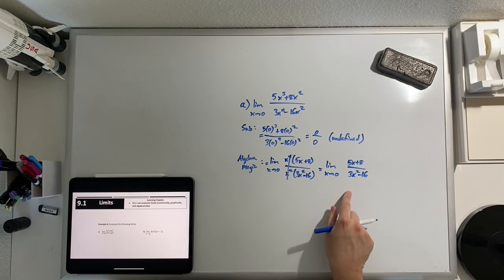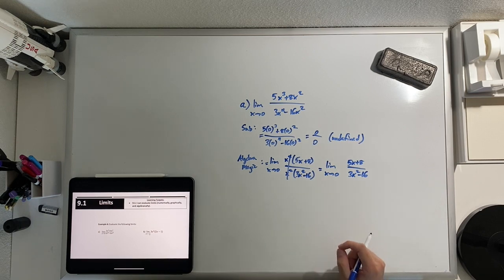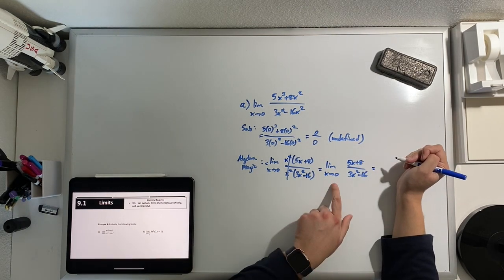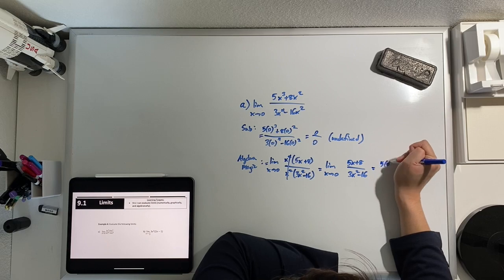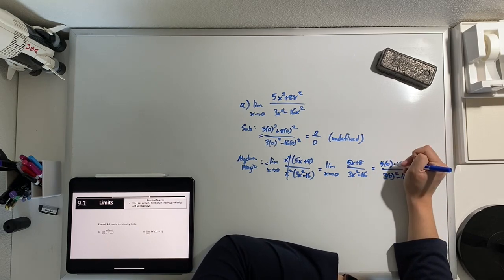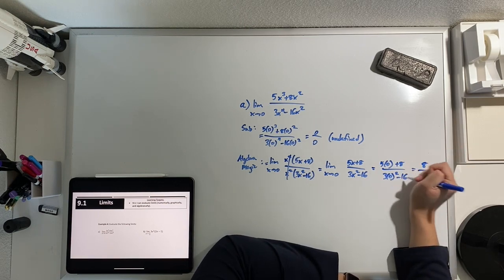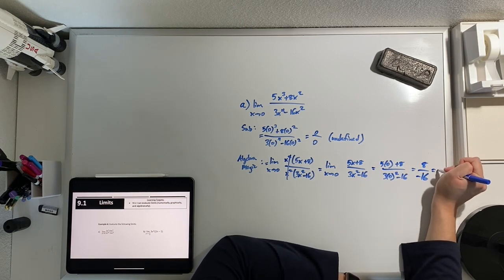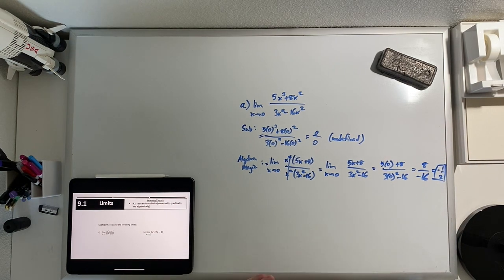Now that we've done some algebra magic, we try to substitute again. So let's try to plug in 0 for x. We get 5 times 0, and that's 0 plus 8, all over 0 minus 16, which is negative 1/2. So substitution didn't work right away. That's fine. We just do a little algebra magic. We pull out a GCF, cancel, and then we can substitute and get our answer of negative 1/2. Okay.